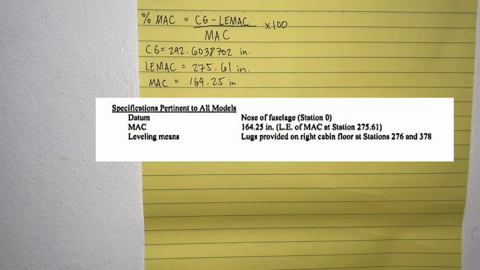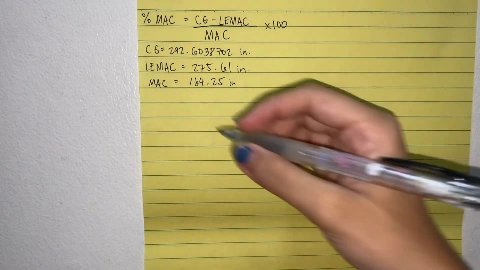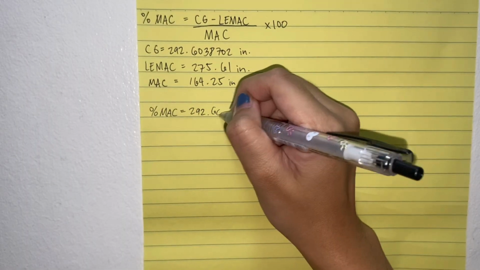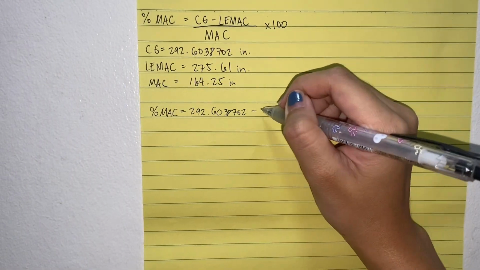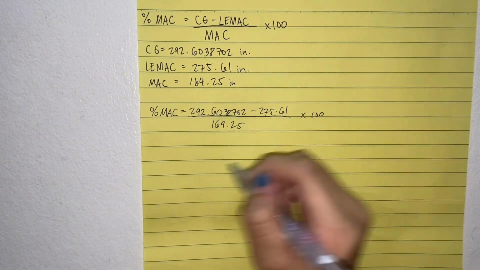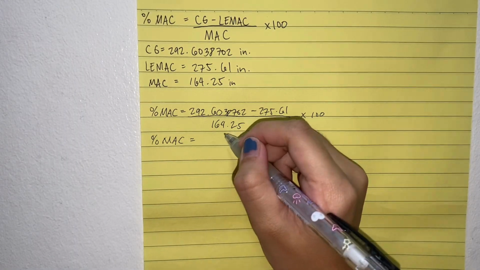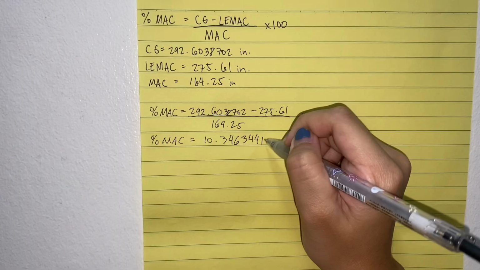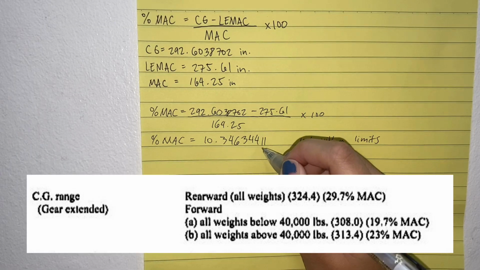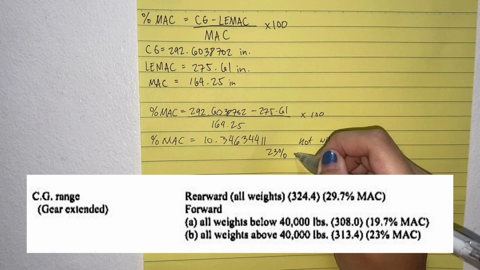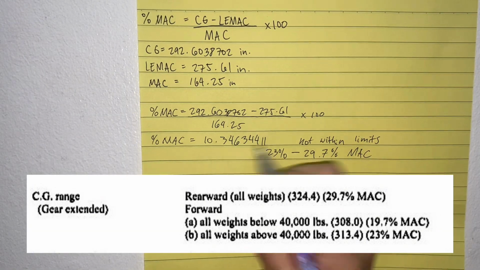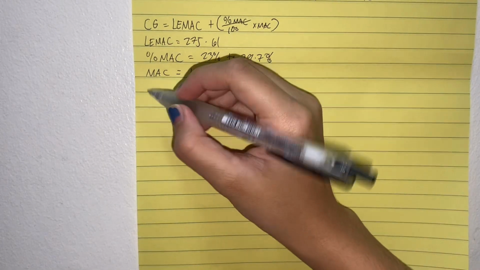These are the values I have written down in the given, and the CG is the loaded CG we have calculated earlier. We are solving this percent Mach to ensure that it is within the percent Mach range. The percent Mach is equal to 10.35, which is not within the limits. The percent Mach range is 23% to 29.7%. As you can see, our current percent Mach is below the percent Mach range. Therefore, we need to make corrections in this next step.